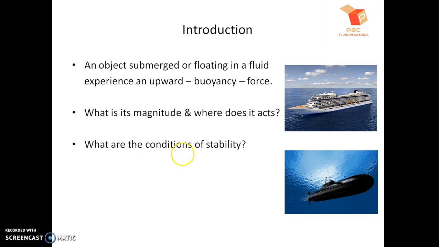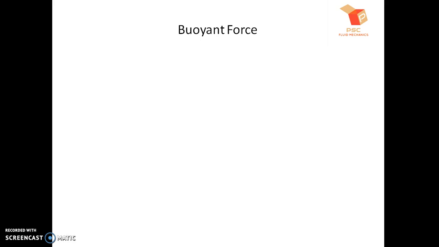In addition to this, we will focus on a very important part: conditions of stability. Floating bodies like ships and submerged bodies like submarines, how they remain in a stable condition and what different conditions we have to achieve this stable equilibrium, we will study in this lecture. So first we will determine the magnitude of the buoyant force.